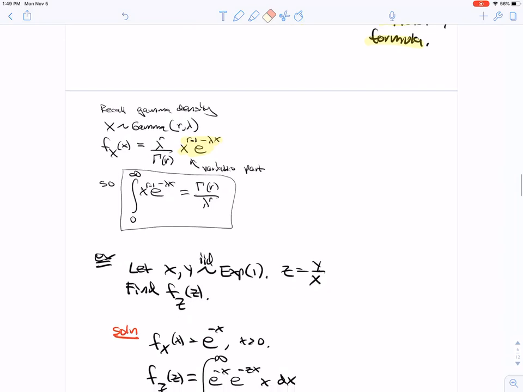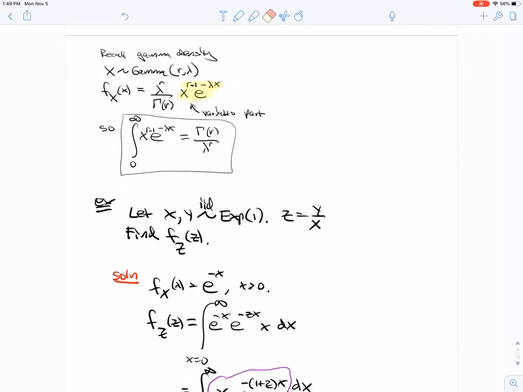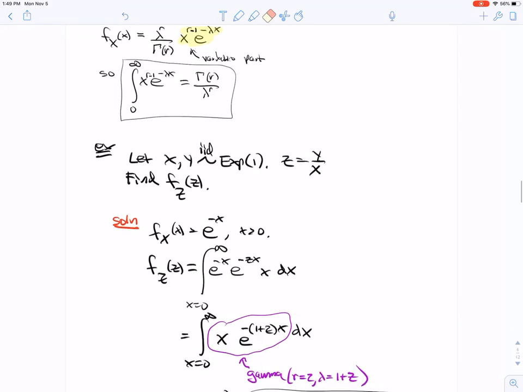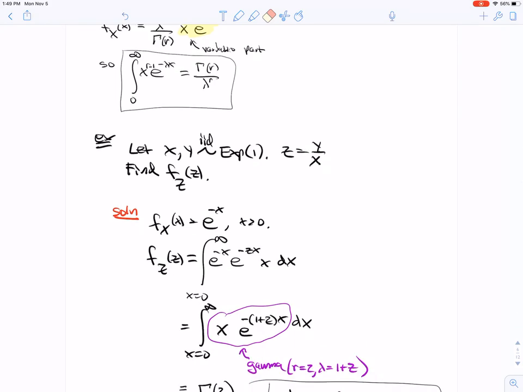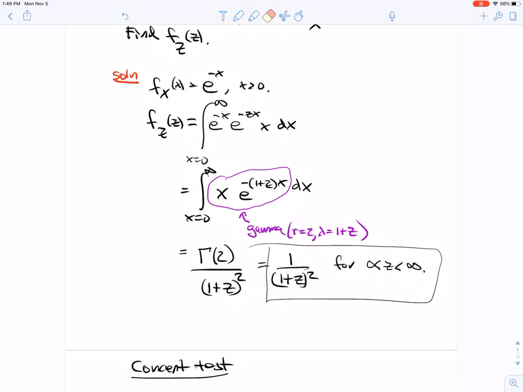Then I gave you a problem to practice, recalling the density of a gamma and this identity boxed here. Let x and y be IID exponential 1, z be the ratio of y over x, find the density of z. If you recognized a gamma with r equal to 2 and lambda equal to 1 plus z, everything went very smoothly, and you get 1 over (1 plus z) squared.